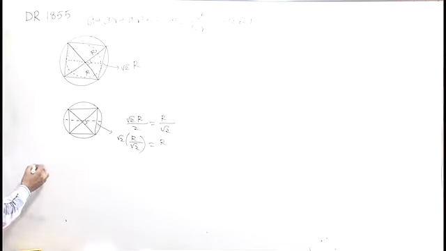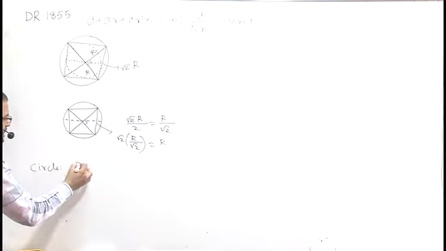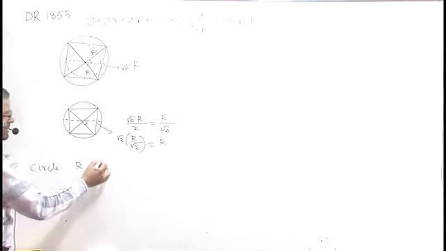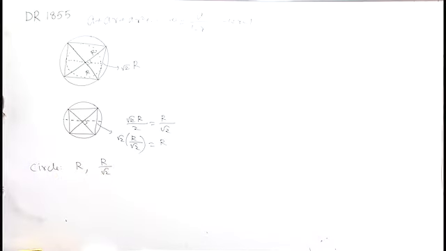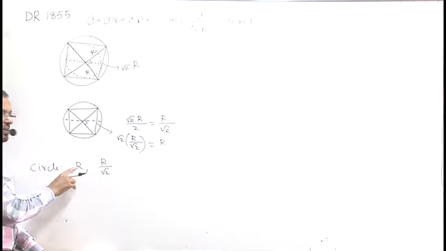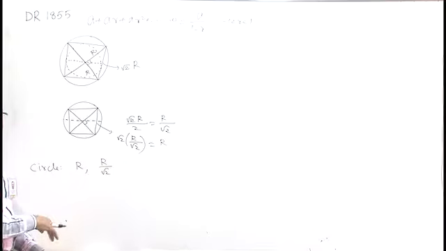Coming to this, I want to write the radii of the circles. The first circle radius is R. For the second circle I am getting radius R by root 2. Geometrically we are inscribing a square and then again a circle, and we are getting R and R by root 2. Mathematically I can say I have to divide by root 2. Now if the geometric process is the same, then the mathematical process will be the same.